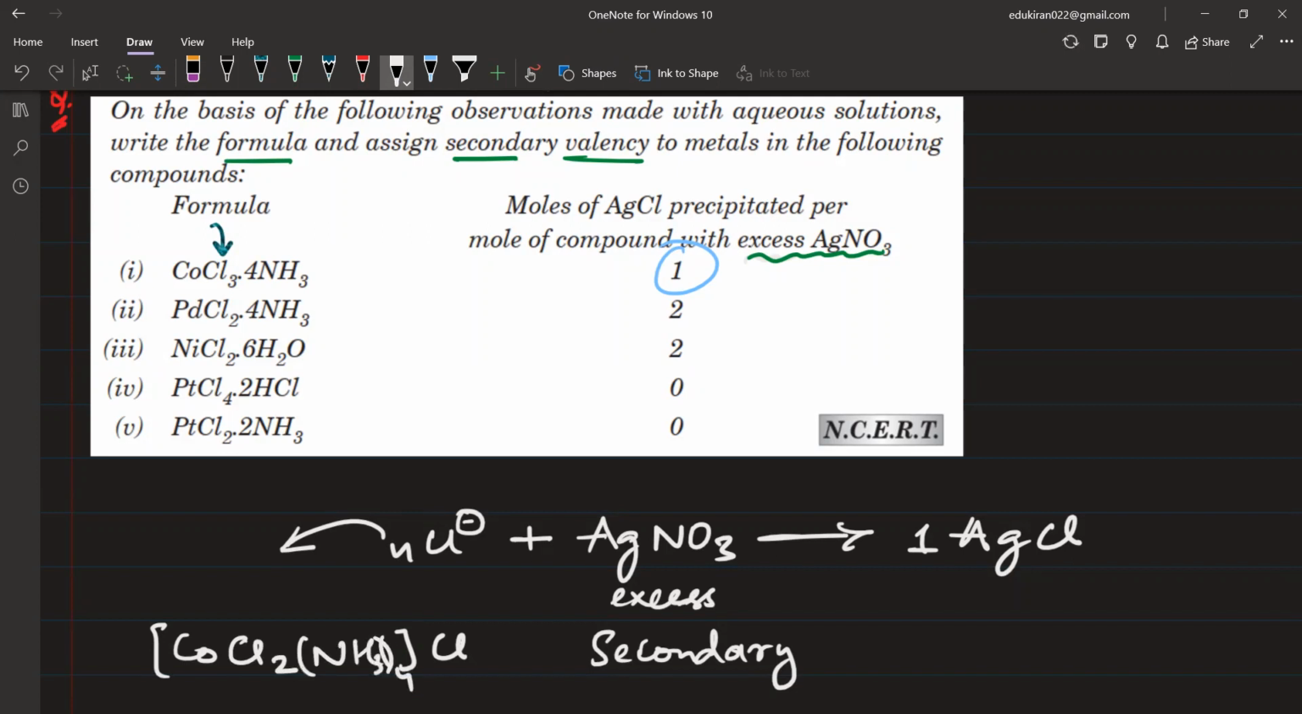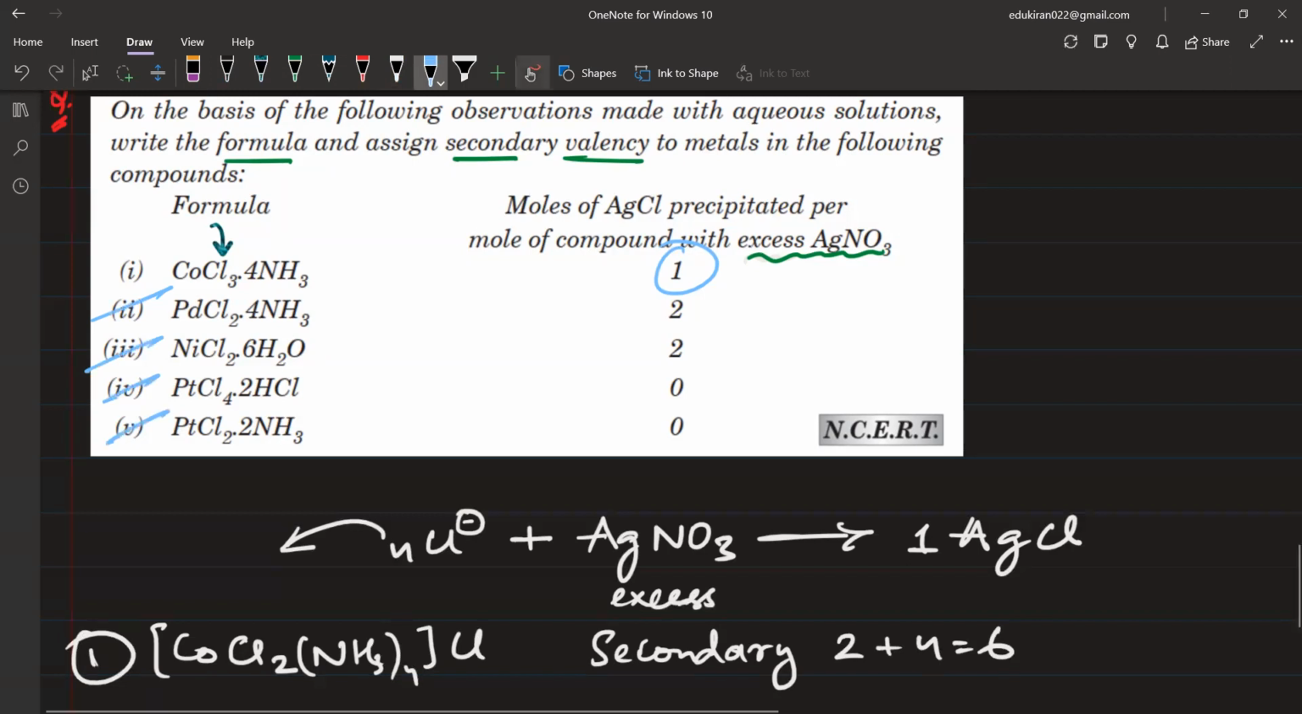4 NH3 molecules are present. Can you see it? Please tell me. Got it, sir. Now the secondary valency is equal to, we have 2 chloride ions and 4 NH3, so 2 plus 4 will be equal to 6. These are the information for the first one: the formula and the secondary valency. That's the only thing that you have to find. Please send the answer for the second, third, fourth and fifth.